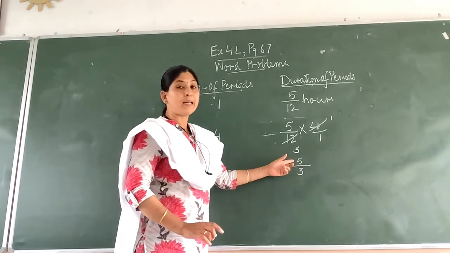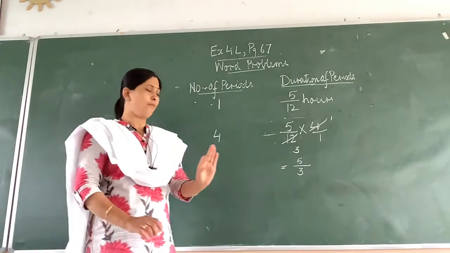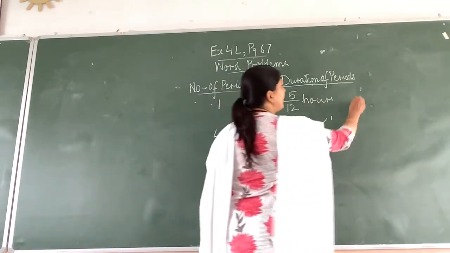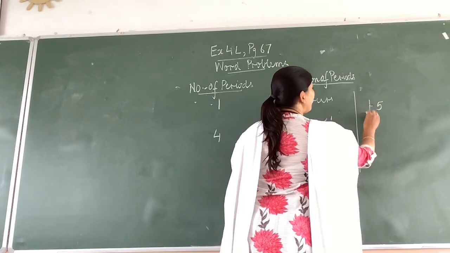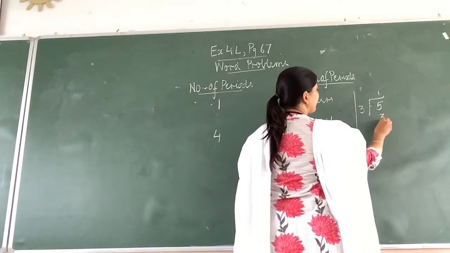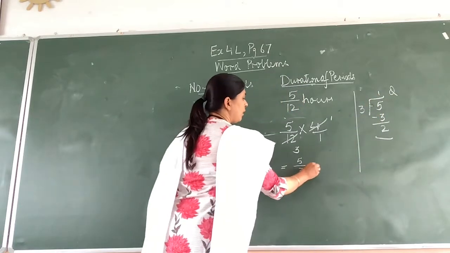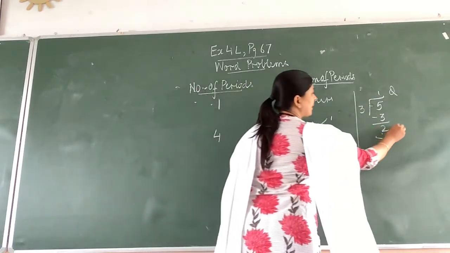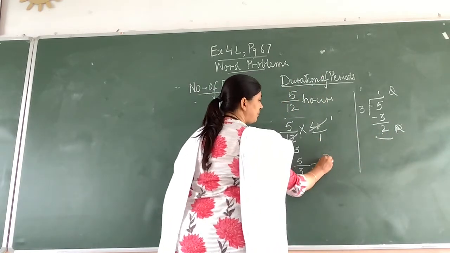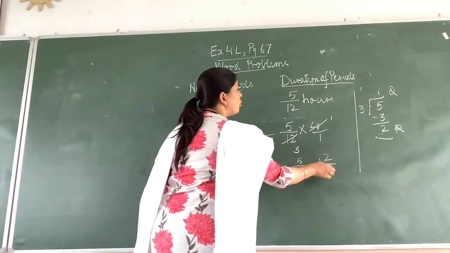But children, it is an improper fraction. An improper fraction has to be changed into a mixed fraction. So let us divide the numerator by the denominator. In the rough, let's divide 5 by 3. Okay, children? 3 times 1 is 3. So the quotient becomes the whole number, 1, and the remainder becomes the numerator. So 2 will become the numerator. And the divisor becomes the denominator. So, 1 and 2 over 3.